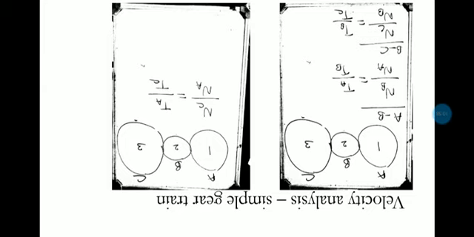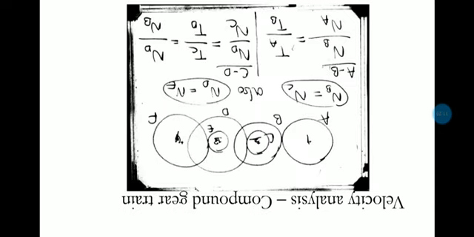Then you have to write also in words: speed of driven gear divided by speed of driver equals number of teeth on driving gear divided by number of teeth on driven gear. That ratio in words also you have to write. So next is velocity analysis of compound gear train.